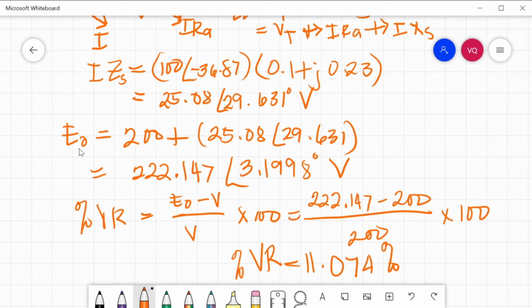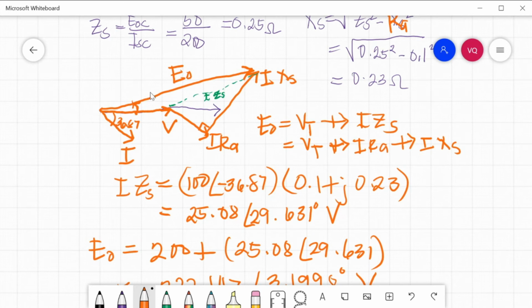The no load voltage now, or the induced voltage, is equal to 200 plus 25.08 angle 29.631, equal to 222.147 angle 3.1998. So this 3.1998 is the angle from the reference to EO. So the magnitude of EO is 222.147.